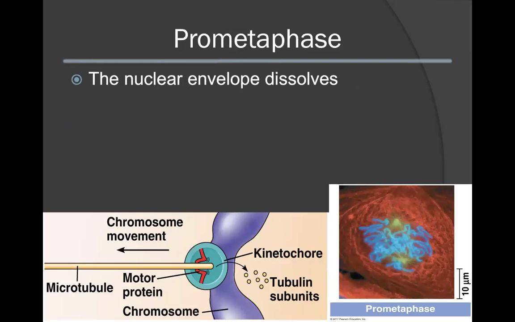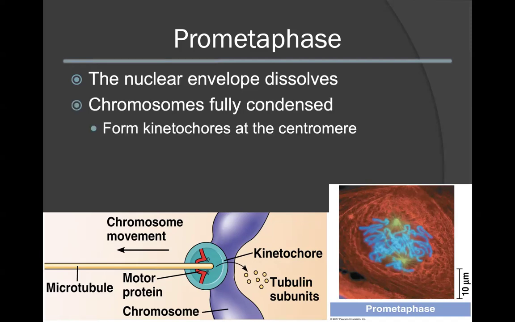In prometaphase, the nuclear envelope begins to dissolve. This is because the nuclear DNA is going to have to be accessible to be able to separate out properly. So as a result, the nuclear envelope will need to be dissolved. In prometaphase, the chromosomes become fully condensed. And now we can see what is called the kinetochore at the center of the centromere.